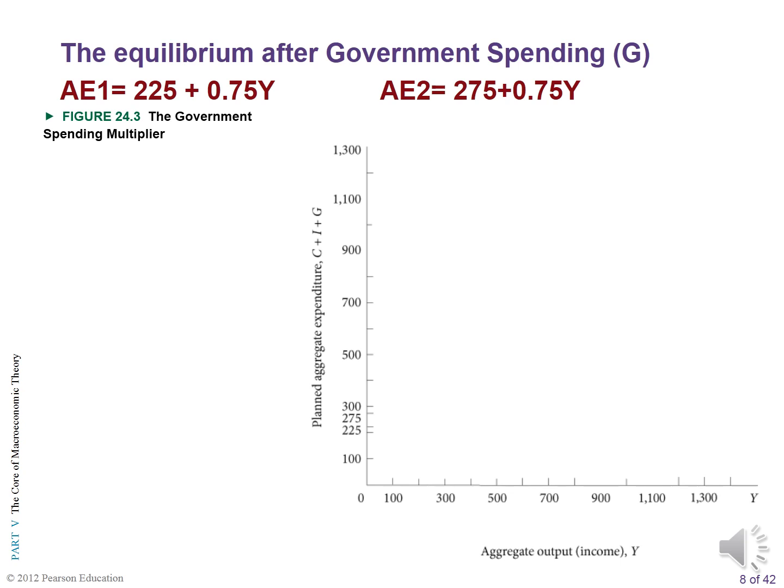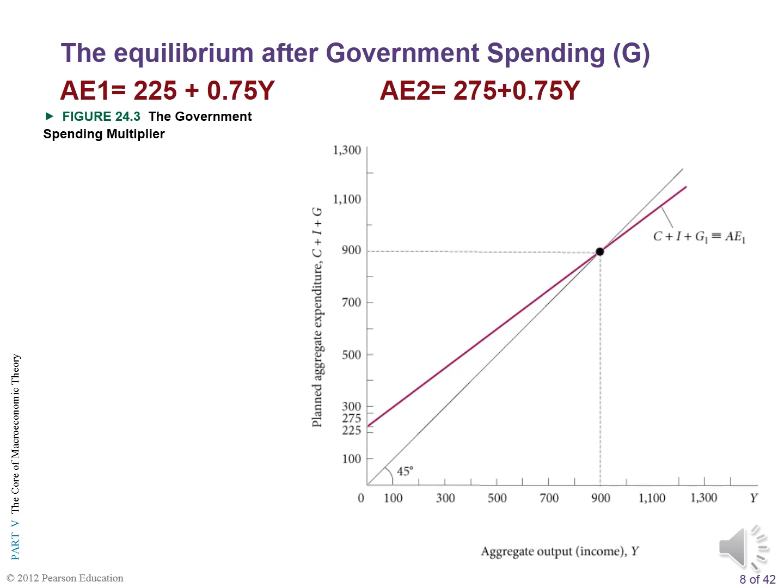تعالوا كده نرسمها مع بعض. This is a 45 degree line أو بسميه الـ income line. This is the aggregate expenditure function اللي هي 225 plus 0.75 y، اللي هي عبارة عن C plus I plus G. خلاص، the condition of equilibrium aggregate expenditure equal Y ده اتحقق عند 900 level of income.